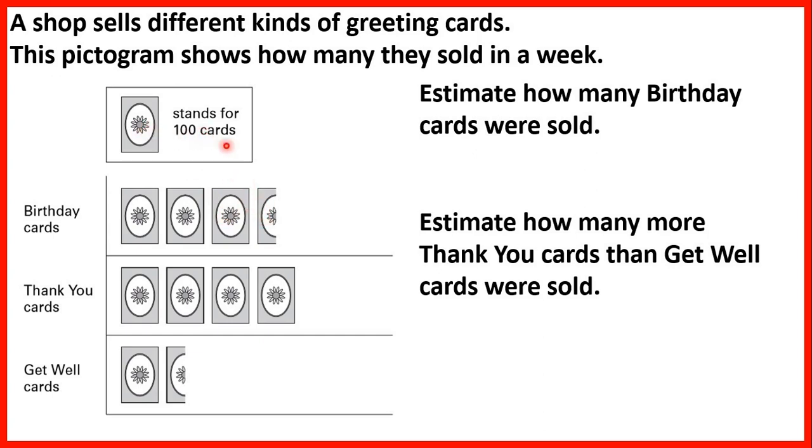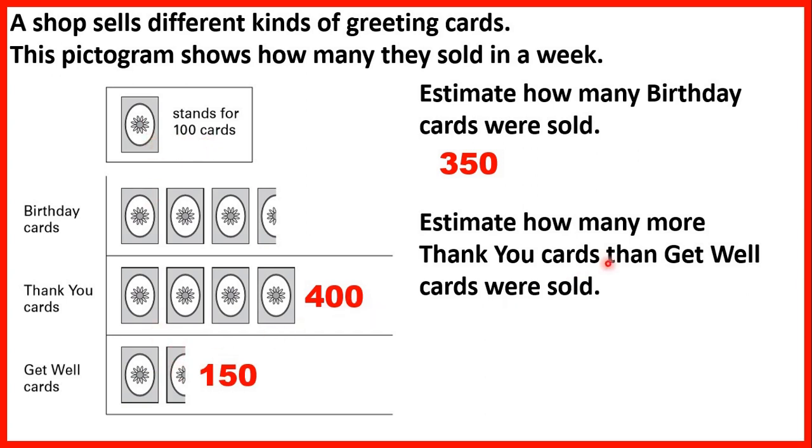And half of 100 is 50, because 100 divided by 2 is 50, and to find half, we can divide by 2. So we have 100, 200, 300, and then another 50 makes 350 altogether. Now, estimate how many more thank you cards than get well cards were sold. So for thank you cards, we have 100, 200, 300, 400, and get well cards, we have 100 and then 50, so that's 150. Because remember, half a card will be half of 100, so will stand for 50.